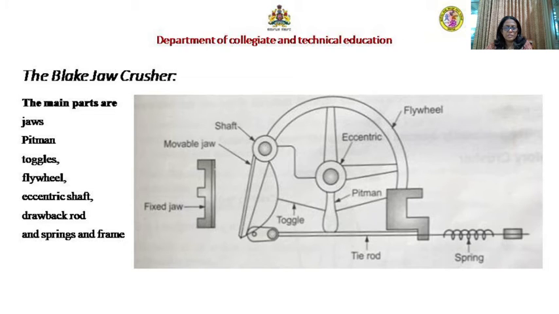The main parts of the jaw crusher are, as we already discussed, the crushing elements, the two jaws, and apart from that you have a pitman, then two toggles, a heavy flywheel, an eccentric shaft that conveys the movement of the flywheel to the pitman, then a drawback rod connected to a spring, and a frame that encloses all these parts.